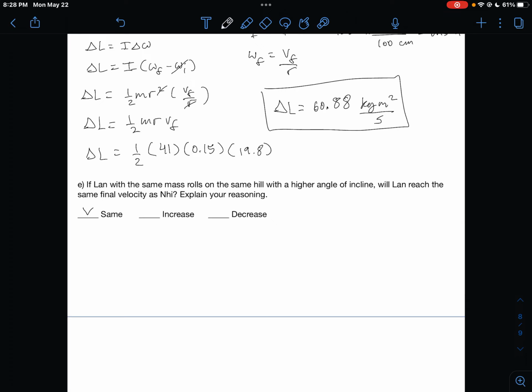Basically, I will reach the same velocity faster, but Yi will reach the same velocity slower. But we will still reach the same velocity because we are both at the same height, and it's just a matter of who gets there first because of our angle. But we will still reach the same velocity.